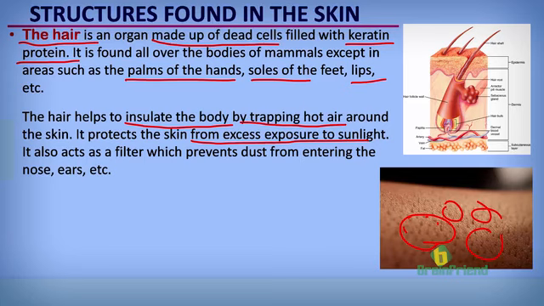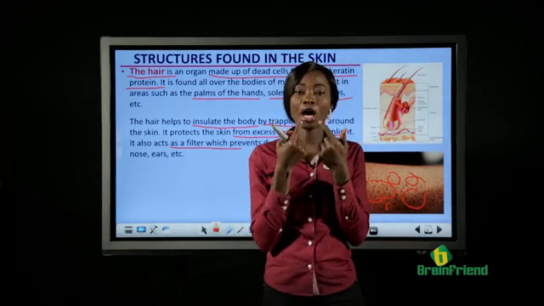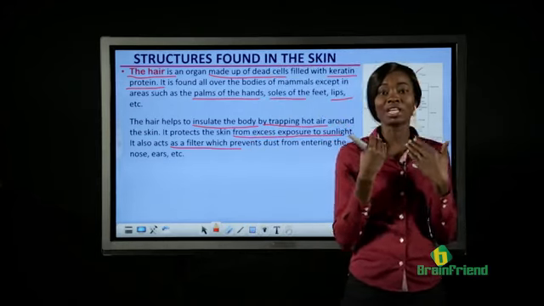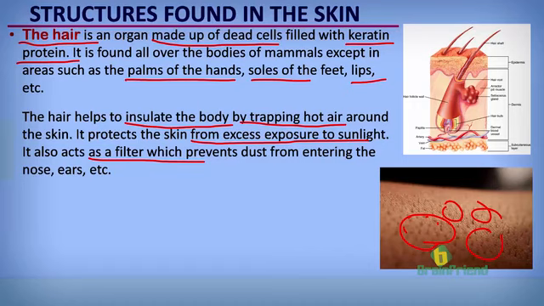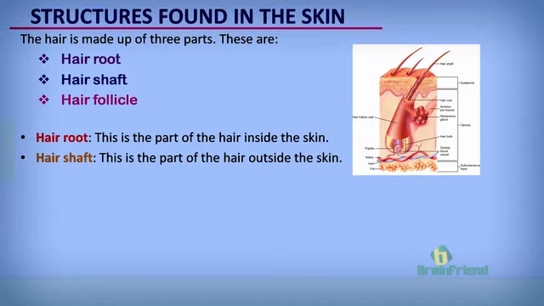They also act as filters that prevent dust from entering some parts of the body. So the hairs in our nostrils help to filter dust from the air we inhale. The hairs in our ears also help to filter dust from entering our ears. Hair as a structure has several parts. It consists of the hair roots, the hair shaft, and the hair follicle. The hair roots, which is what we can see deep in the skin, the part of the hair in the skin, as you can see from the diagram.